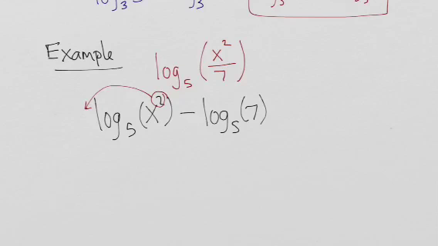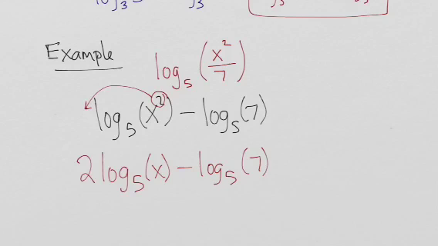That exponent 2 has nothing to do with the 7, so it shouldn't be with the log that's of 7. It should be the log of x. So that means my answer will be 2 log base 5 of x. No more exponent, it went out front. Minus log base 5 of 7. So again, combining the rules, making things a little bit tougher. Let's try just a few more.